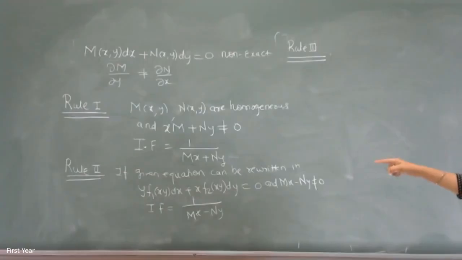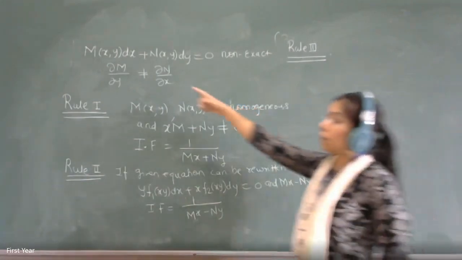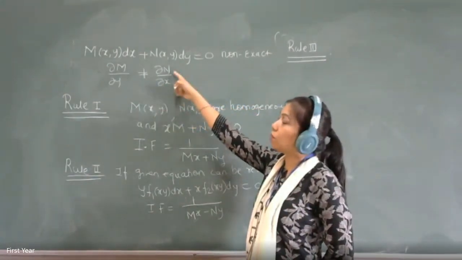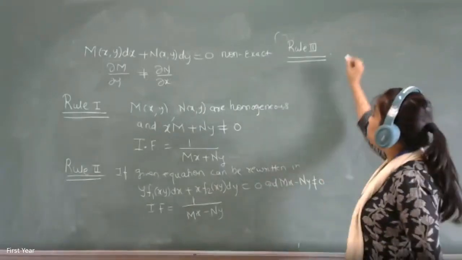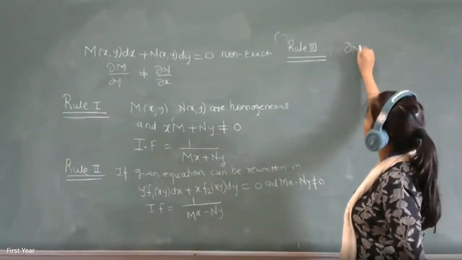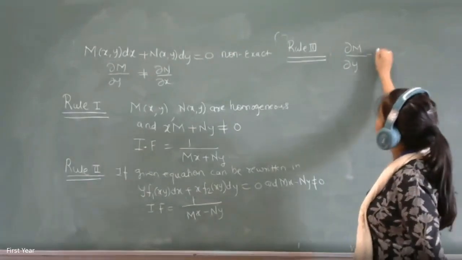This format is there, not there; only this will be the integrating factor. Okay, ma'am. Rule 3. Rule 3 says, obviously, we have calculated that delta n by delta y is not equal to delta n by delta x. Delta n by delta x, you know that. Now, rule 3 says that, obviously, they are different, so you can subtract them.